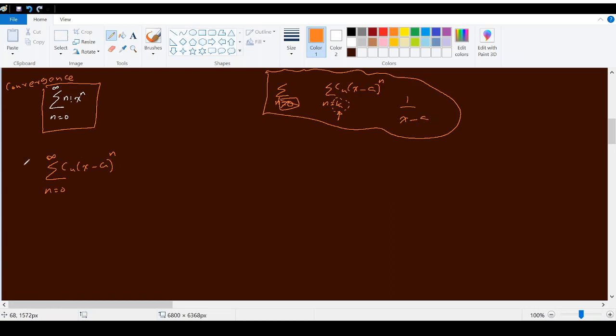Since this is the generalized notation, if we relate the terms for this specific example, then Cn will be the sequence n factorial, and a will be equal to 0. Only then will you obtain this specific example out of the general notation.